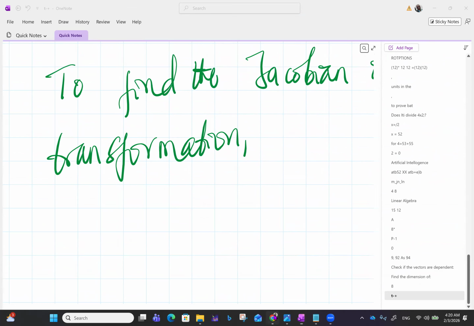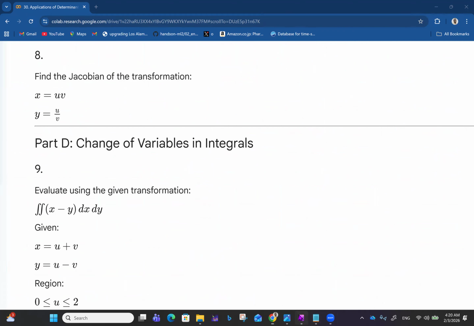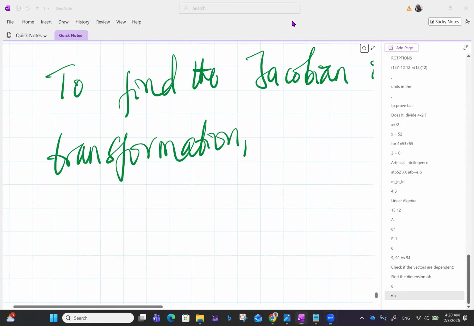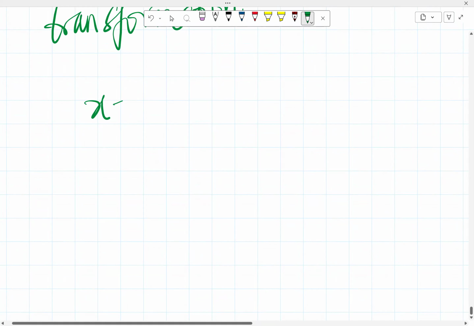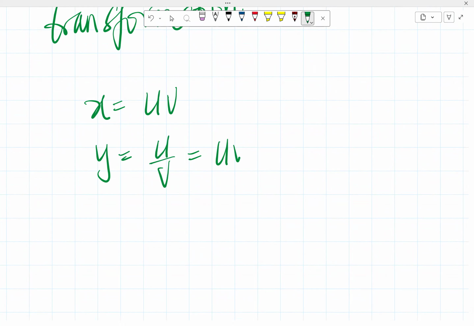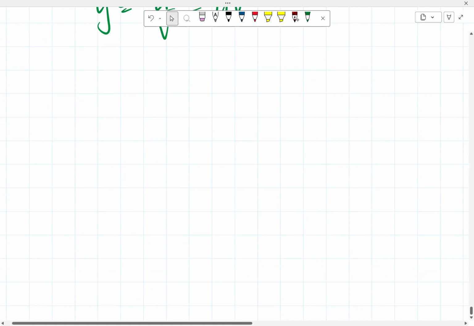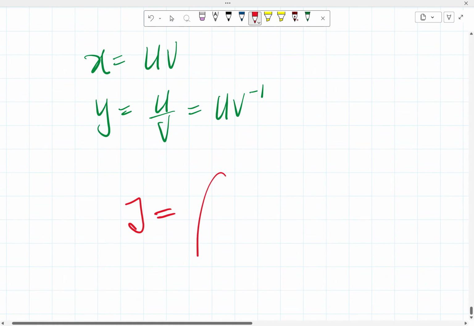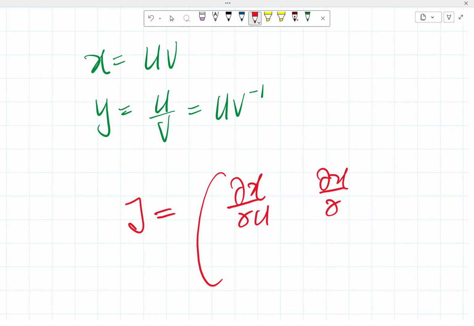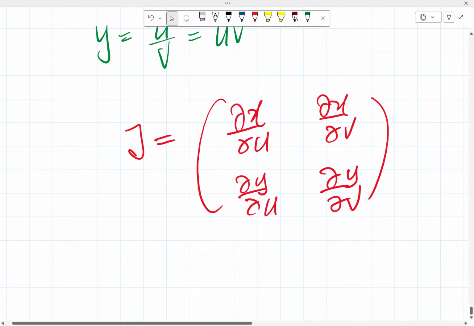That's x equals uv, right? And y is u over v. Of course, u over v is the same thing as u v raised to minus 1, so that's an easier way to represent that. So we can say that the Jacobian now is equal to partial x, partial u, then partial x, partial v, then partial y, partial u, and partial y, partial v. That's what the Jacobian looks like.